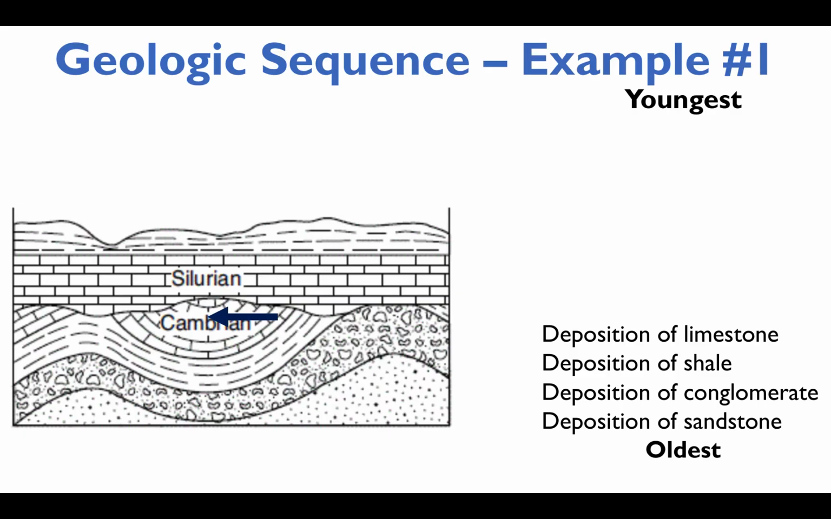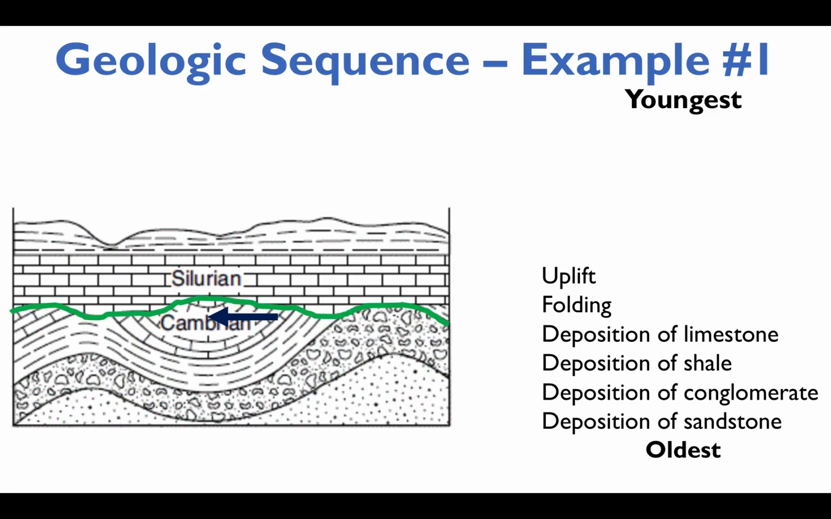These layers have undergone something called folding. These layers are folded, no longer horizontal. When you have folding, that means mountains are forming. You also have something called uplift, where that land is pushed higher up into the atmosphere.